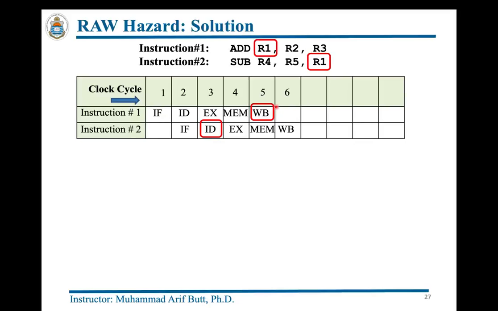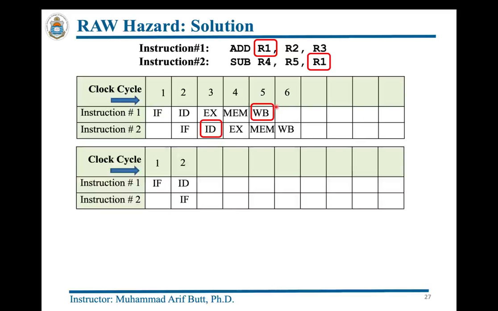Well, there are multiple solutions to RAW hazard, and the most simple is to stall the pipeline. And let me show you this in another pipeline diagram. In clock cycle 1, instruction 1 is fetched. In clock cycle 2, instruction 1 is decoded while instruction 2 is fetched. In clock cycle 3, instruction 1 is executed and we do not move instruction 2 to the decode stage. And the same thing happens at clock cycle 4 and the same thing happens at clock cycle 5.